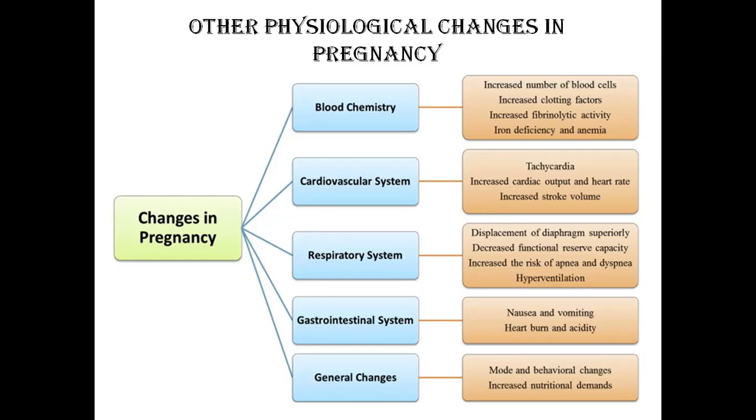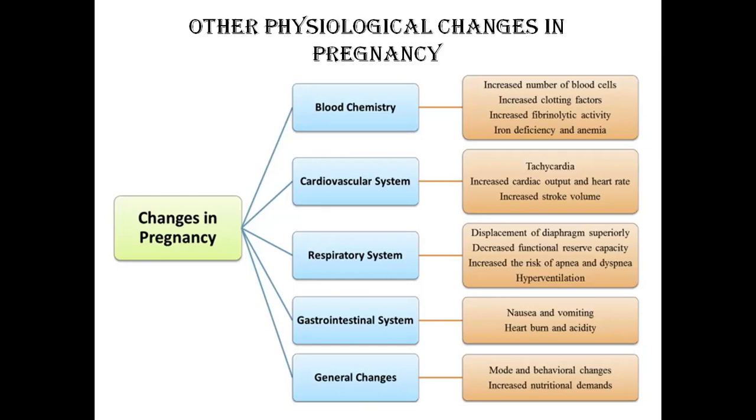Coming to cardiac output, we see that total cardiac output increases by 45% throughout the pregnancy, of which 33% increase occurs in the first trimester. And in the respiratory system, we have already seen that there is alveolar hyperventilation because of the effect of progesterone, and the diaphragm moves superiorly, so the functional residual capacity is decreased. But the tidal volume always increases.